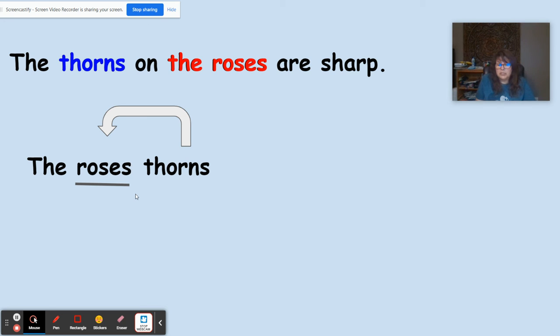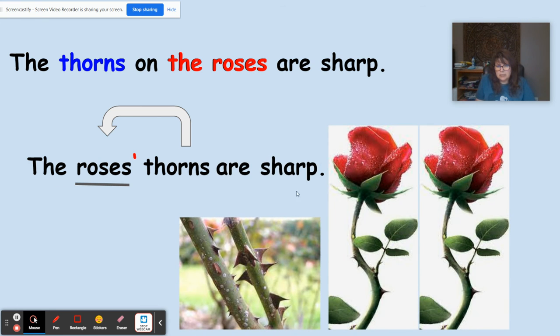So we're going to make the word roses, which is a plural and it ends with an S, a possessive noun. Now, when it ends with an S and it's more than one, we just add an apostrophe. And now we say the roses' thorns. And what do we know about the roses' thorns? Are sharp. And that's my new sentence. And these are the thorns.